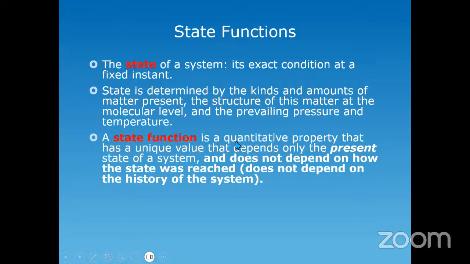And another term that you need to be aware of is this term state function. And this is basically a quantitative property that is dependent on the current state of the system and not dependent on how the state was reached. In other words, the value of the state function is not dependent on the history of the system. All right, so that's a state function. And there are several state functions that we're going to meet in this chapter.